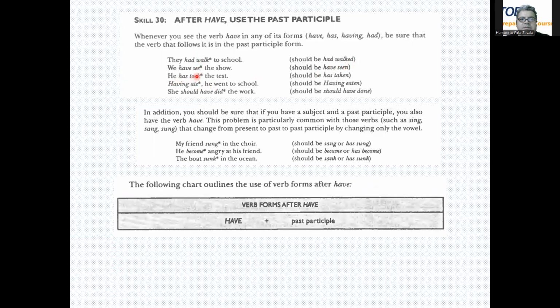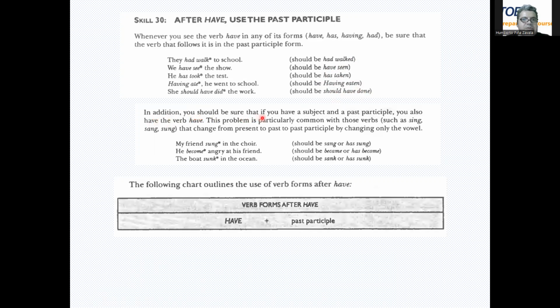He has took. It's incorrect. He has taken. Having ate. Having eaten. He should have did the work. Should have done. Right. All these are perfect tenses. Past perfect, had walked. Present perfect, have seen, has taken. Participle perfect, having taken. And modal auxiliary, should have done.